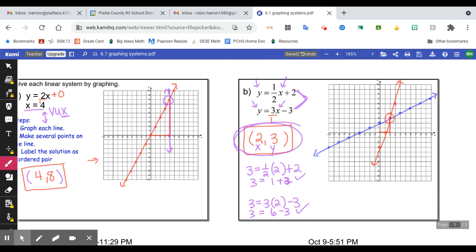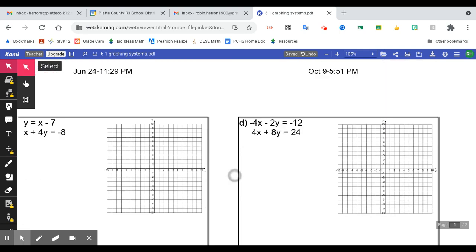And what's cool is it's the only set of numbers that will actually work. So if you try any other set, it won't work because they only intersect in one spot. Okay? All right. Let's go to the next one.